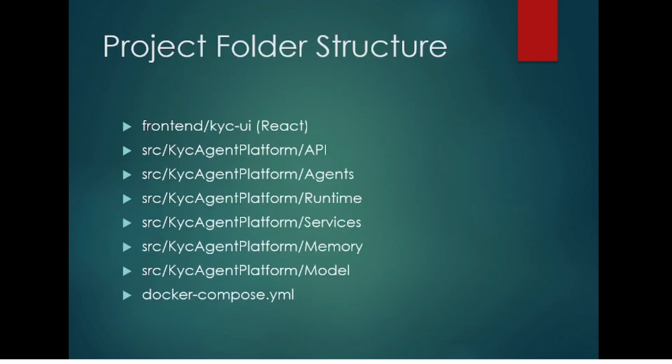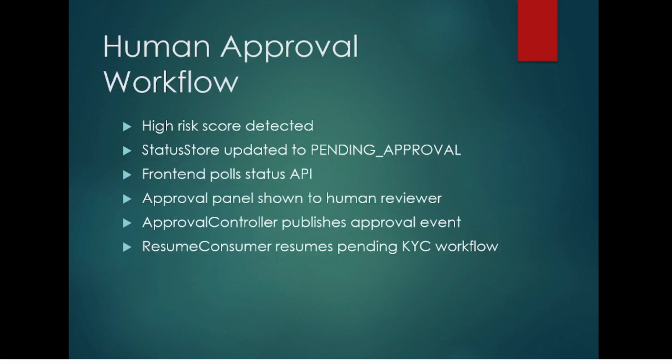This is the solution that we discussed from part 1 to part 10. Same thing, there is no difference, only additional parts. Earlier we were doing it through Swagger from the API. Now we are using React as a front end. Human workflow, we discussed that we are using pending approval in case the score is more than 70.